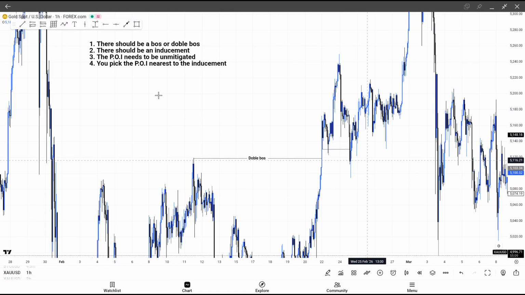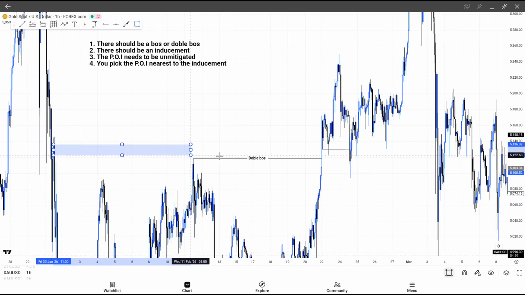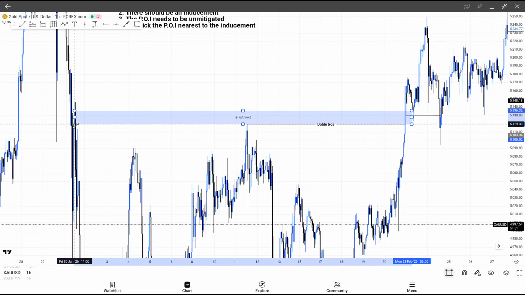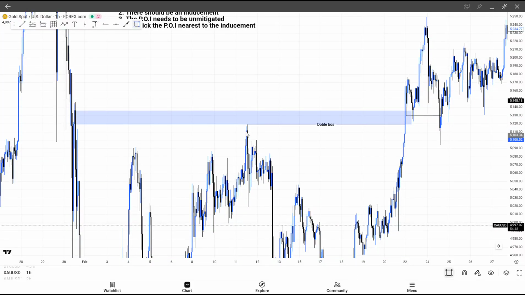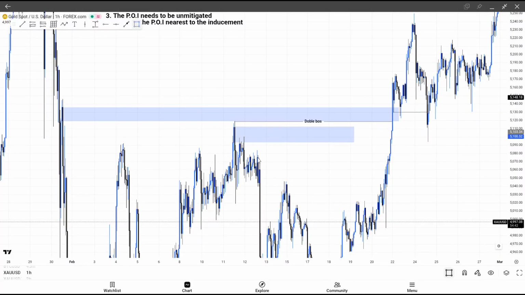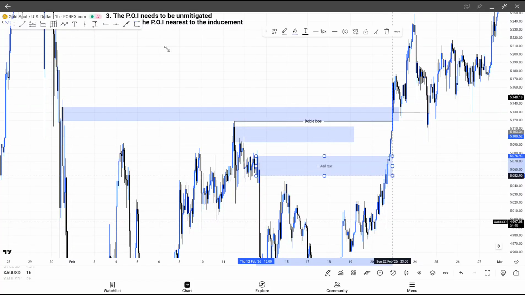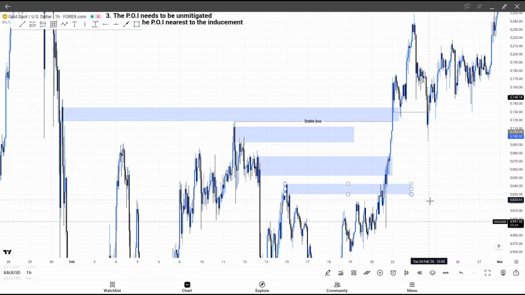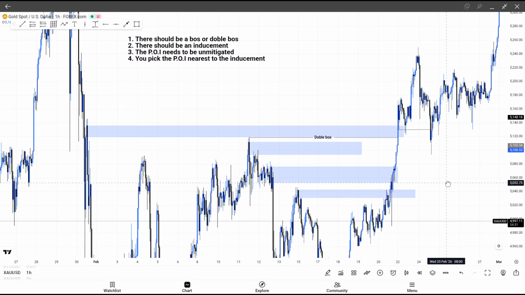The third rule says the point of interest needs to be unmitigated. How many points of interest do we have here? We have this breaker block here. Pay attention, this is a breaker block. We also have this breaker block here, and this breaker block here. So there are many breaker blocks in this trade. You see breaker blocks, right? So which of those points of interest are we taking?